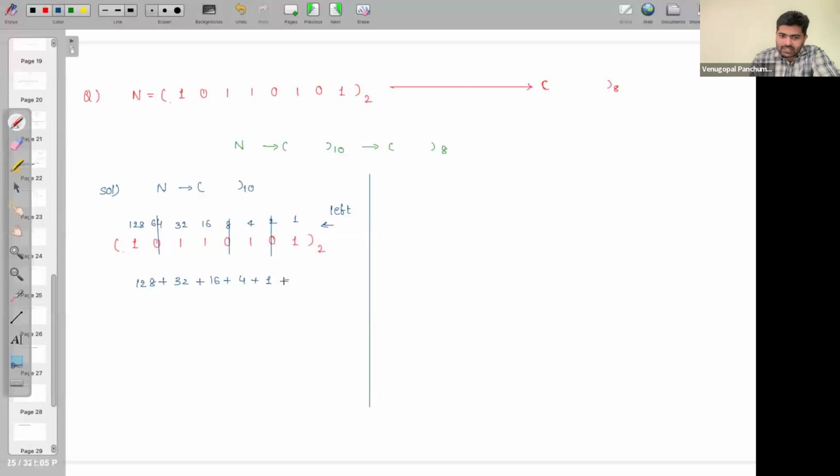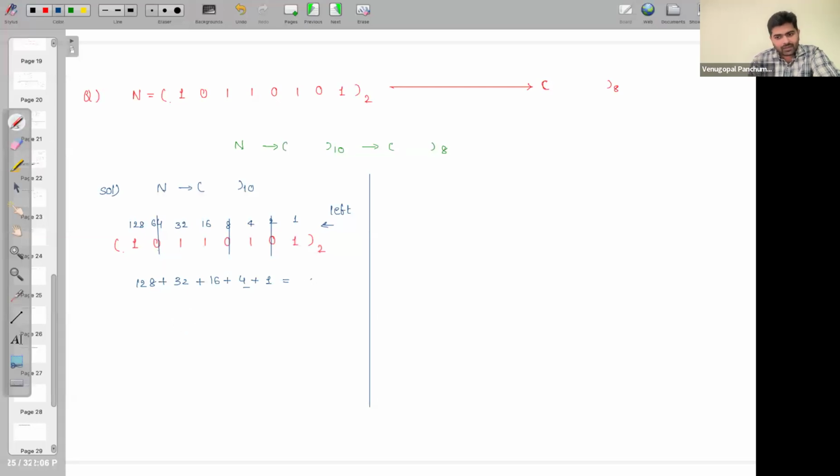So when you add, what is this value? 5, 16, 21. So 21 plus 53, plus 128. How much? 181. Everyone getting 181? Okay. So this is 181.